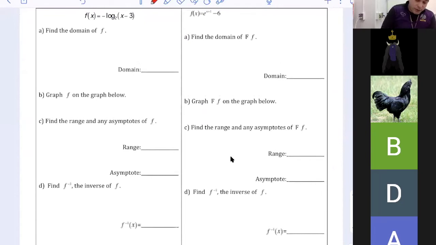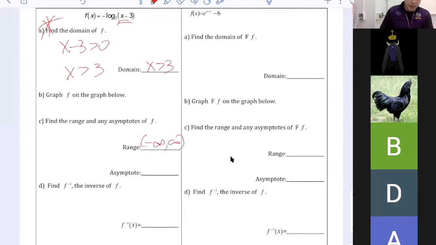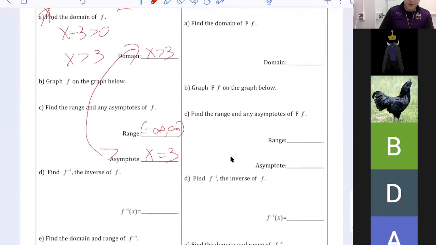Domain, let's talk about this one. The domain is just going to be whatever the input is greater than 0. So x is greater than 3. The range for logarithms is all real numbers. The asymptote is going to be x equals 3, right? But more importantly, how do you find the inverse?